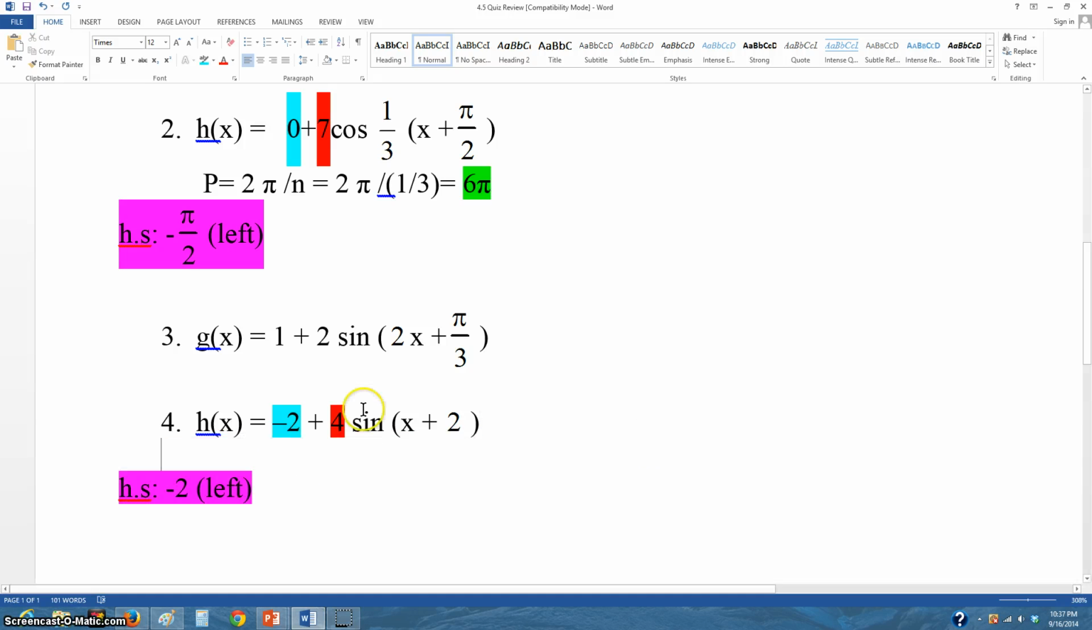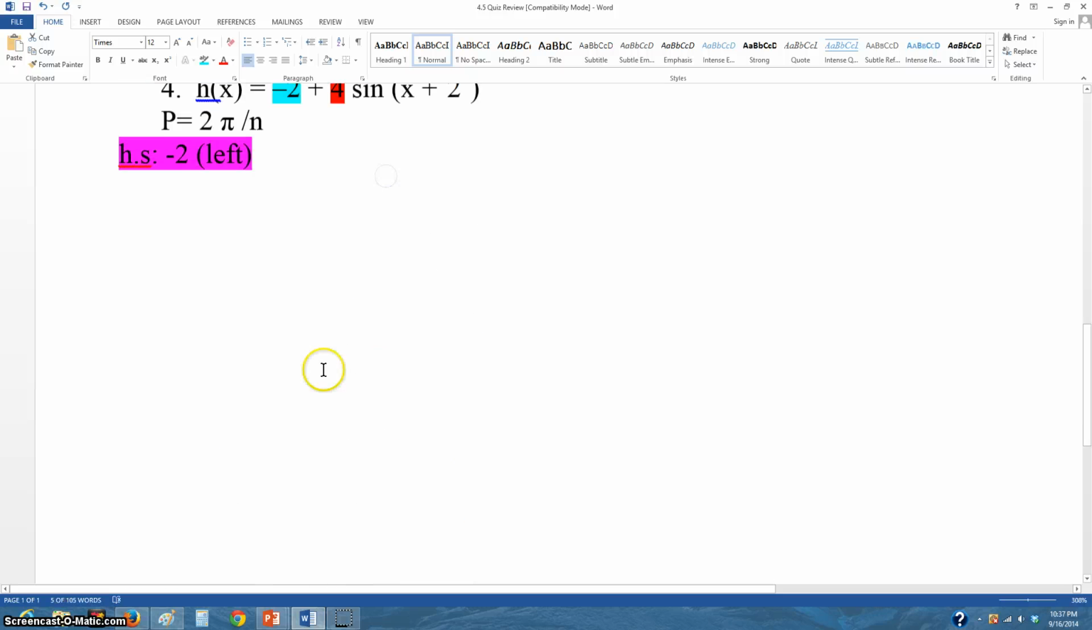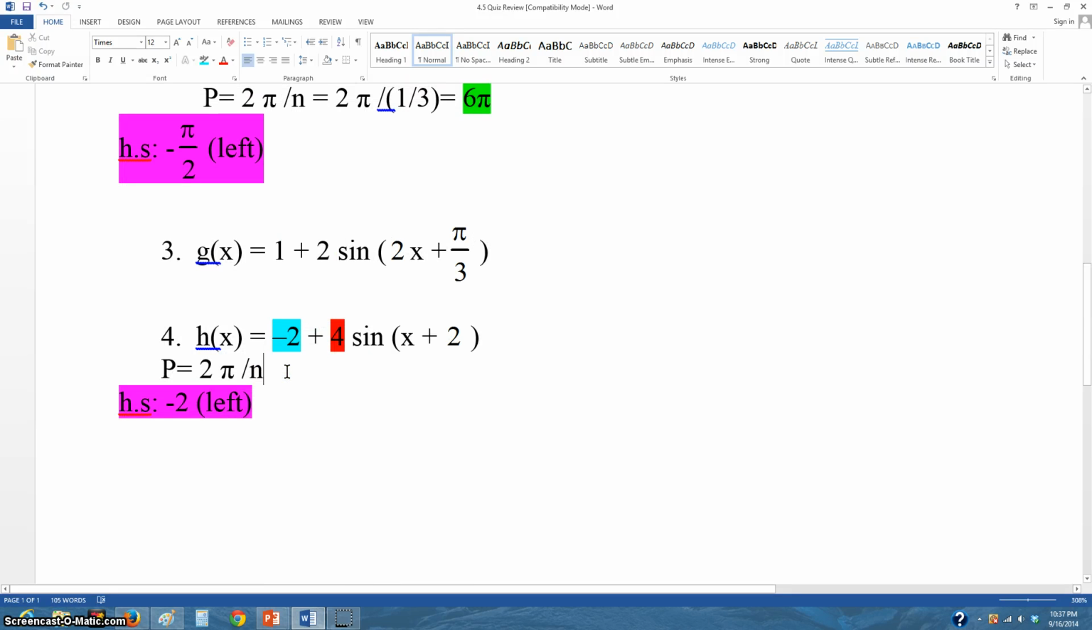And then finally, of course, you have the period. Period equals 2 pi over n. In this case, n is right here. You don't see it, but it's right there, and it's a 1. So you have 2 pi over 1, which is equal to 2 pi. So it's exactly the same as the first one that we did. My period for that one is 2 pi.